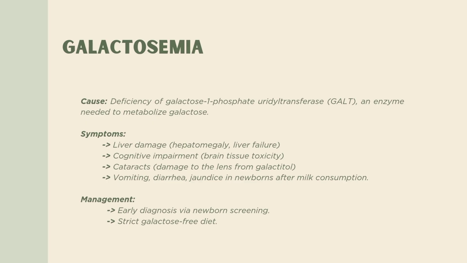First, let's discuss galactosemia, an inherited disorder caused by a deficiency in the enzyme galactose 1-phosphate uridyltransferase, also called GALT. This enzyme is essential for metabolizing galactose, a sugar found in milk and dairy products. When galactose cannot be metabolized, it accumulates as galactose 1-phosphate, leading to severe complications such as liver damage, resulting in hepatomegaly or even liver failure.